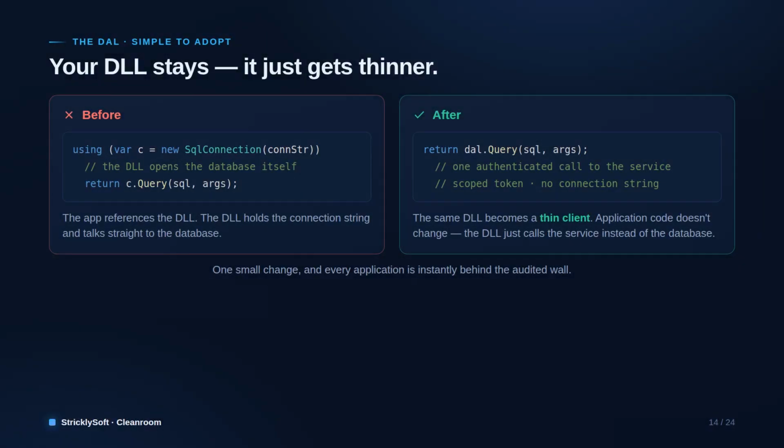And adopting it is a single, small change. The existing library stays right where it is. It just becomes a thin client that calls the service instead of opening the database itself. The application code doesn't change at all. The library simply swaps a direct database connection for one authenticated call to the wall. One change, and every application is instantly behind the audited wall.